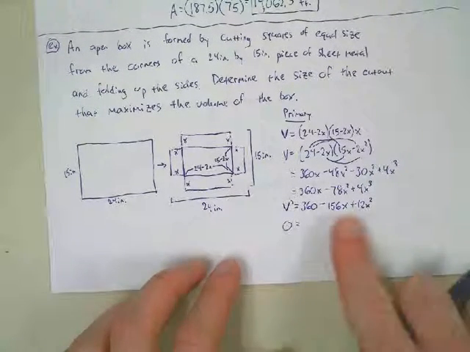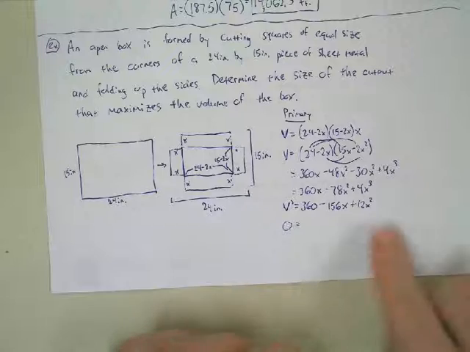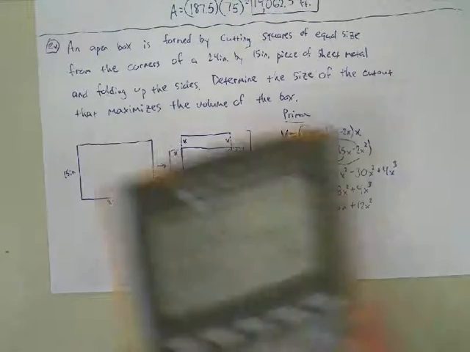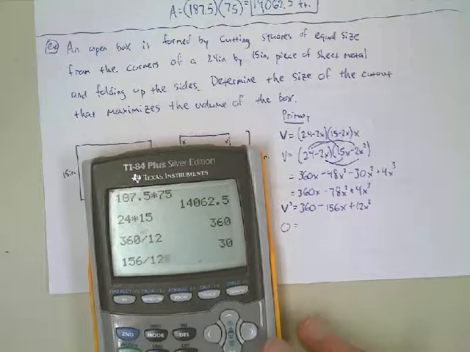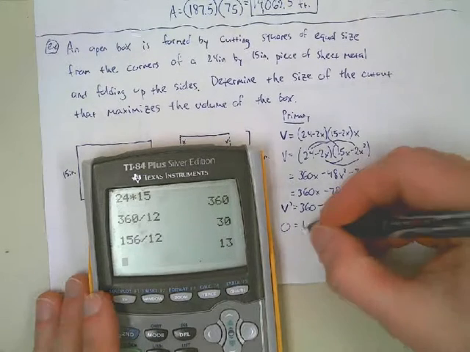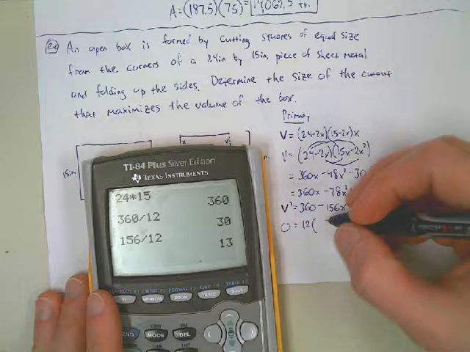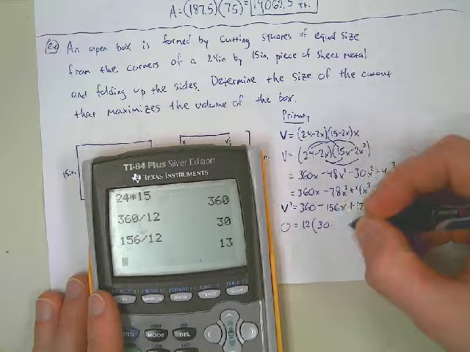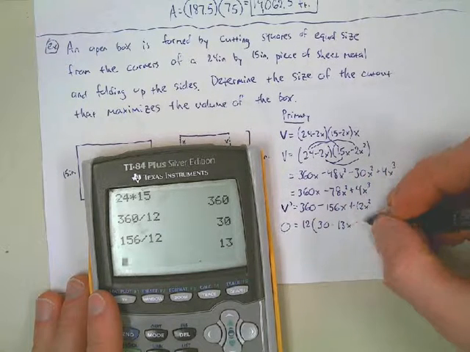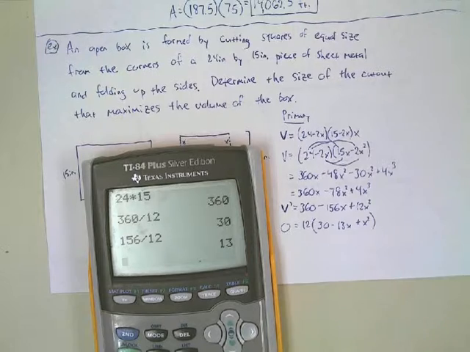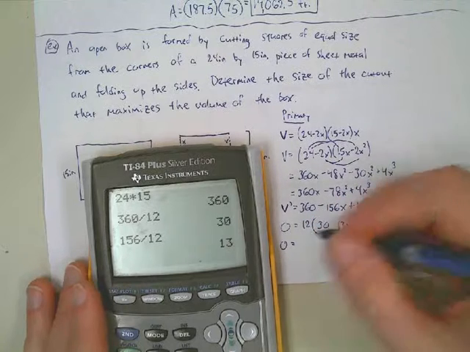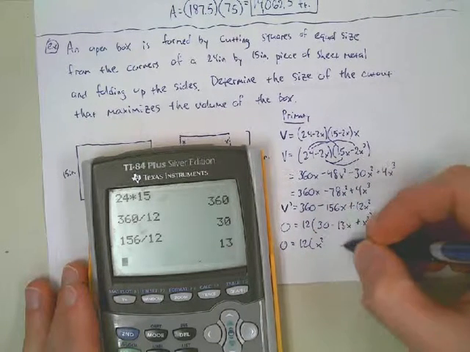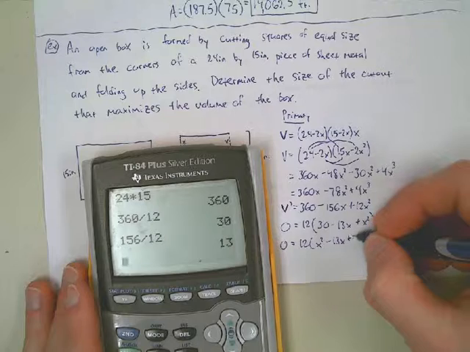Let's see if 12 divides there. 360 divided by 12 divides evenly, 156 divided by 12 divides evenly. So let's pull a 12 out. So I get 30 minus 13x plus x squared. And let me flip that order around because I don't like having the x squared term at the end there. So x squared minus 13x plus 30. Okay.